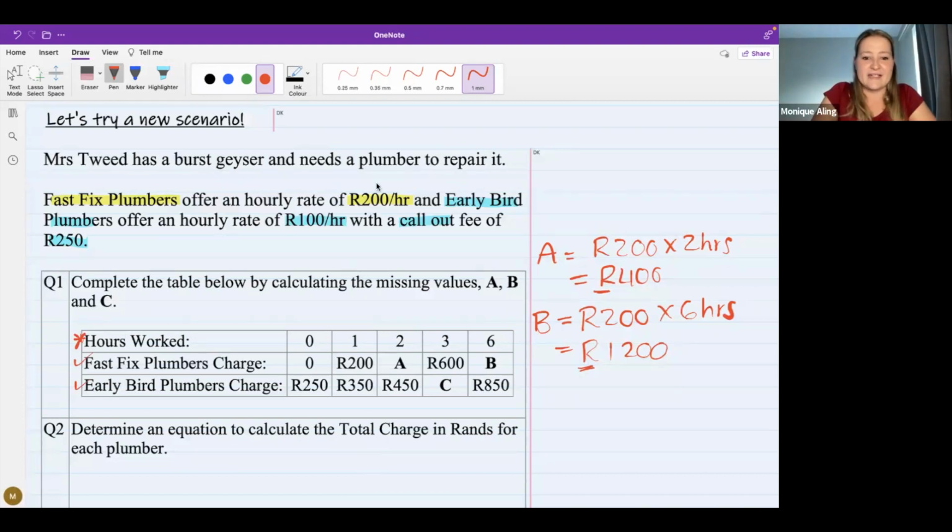Oh, okay. I see Plamedi said why 200? Because for A and B, we are looking at, sorry, let me match the colors. A and B, we are looking at fast fix. And if we look at the top here, fast fix says they charge 200 an hour. That's the only charge they have. So for every hour worked, it's 200. So now that it's 6 hours, it's 6 times 200.